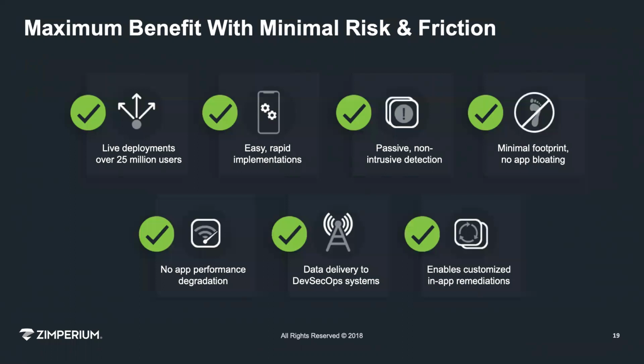And lastly, and Rajiv talked about this when he was talking about ZApp and Z9, being able to do in-app remediation to protect yourself when something is identified is critical. So that's the last thing that we focus on, making it really easy and simple for you to do customized remediation in your app to make sure that you're truly protecting yourself.